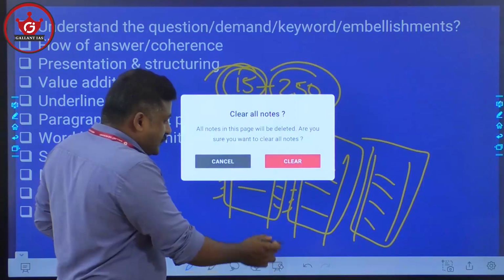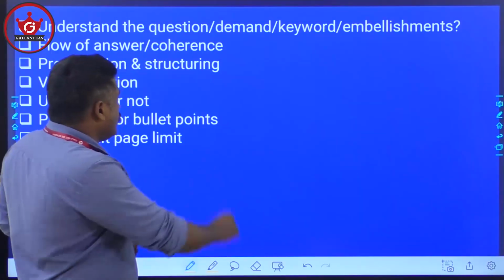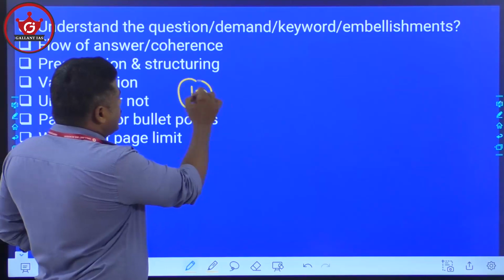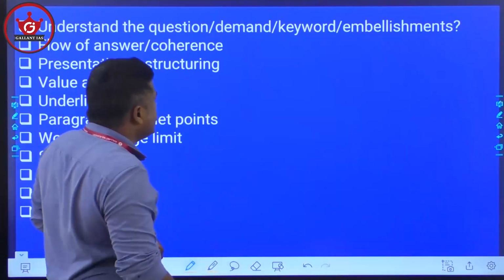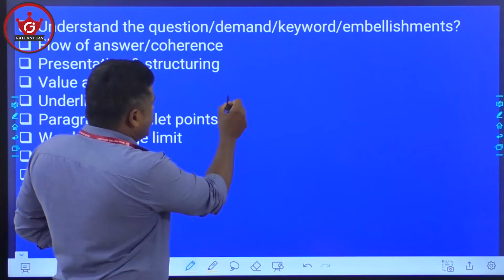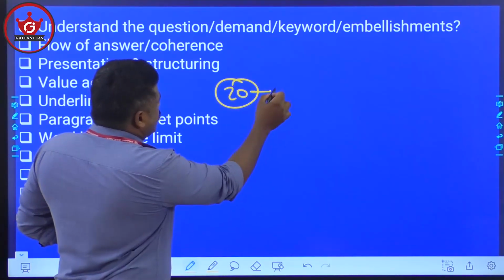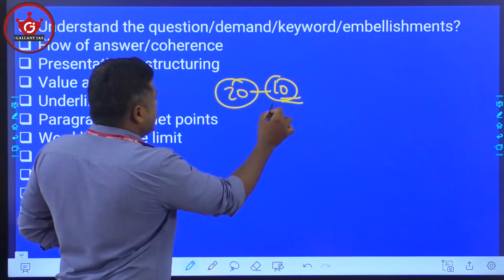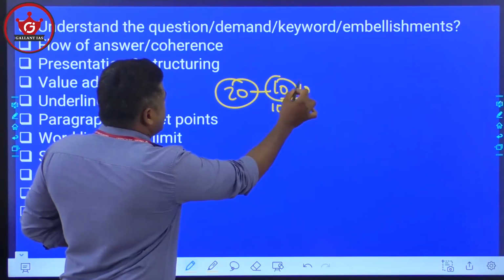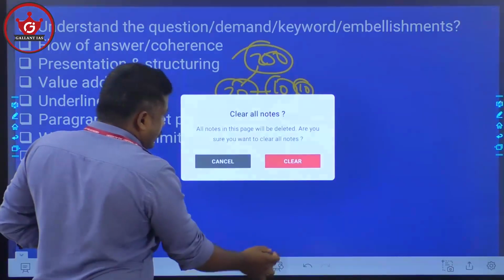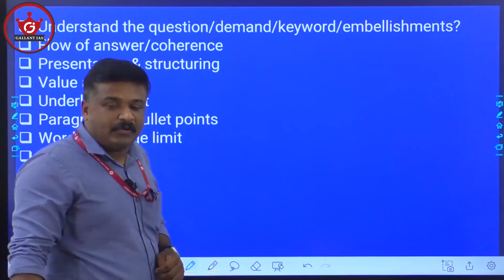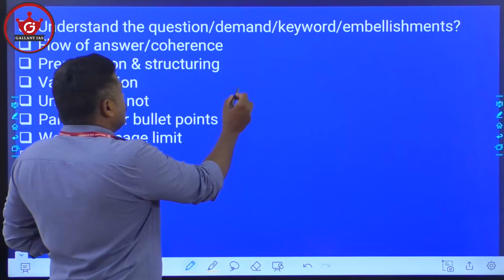So this is the basic understanding. Usually in GS papers we have 10 marker and 15 marker questions. Now the first important thing is, when you get a question, 20 questions are there, 10 questions can be 10 marker, 10 questions can be 15 marker. That way it is 250. Now when you get a question, what should be your approach? First of all, read the question.